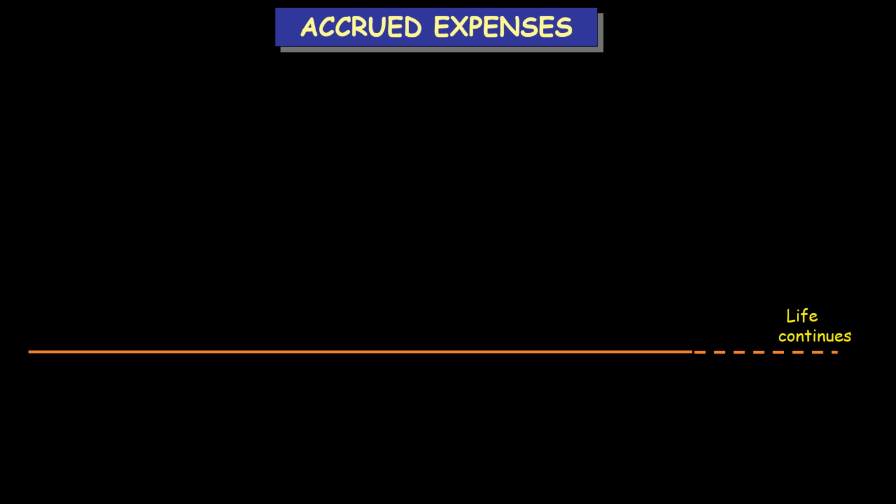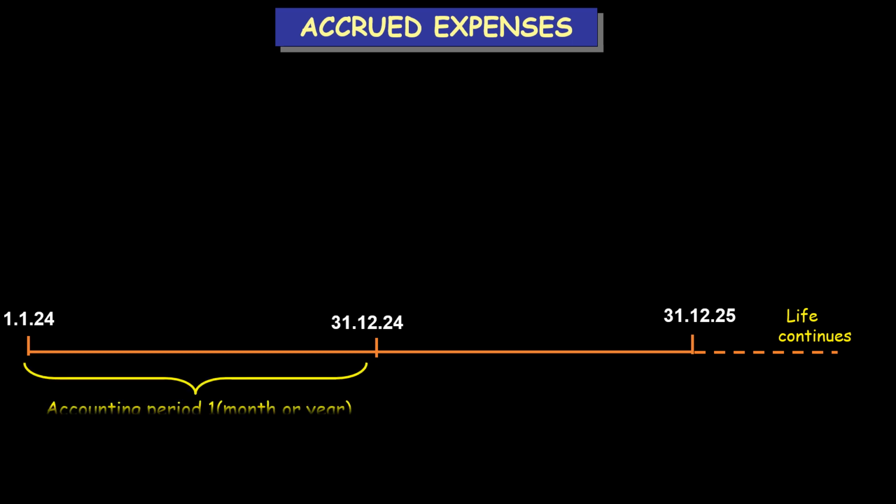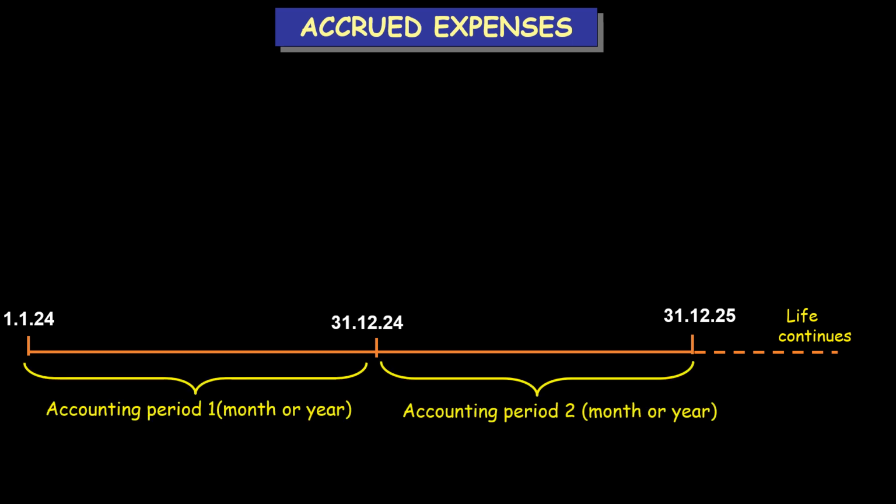Now, this line represents the life of a business. The life of a business is divided into periods. We call them accounting periods. So we have accounting period 1 that runs from 1st of January 2024 to the 31st of December 2024, and so on. Now, this accounting period is 1 year long.